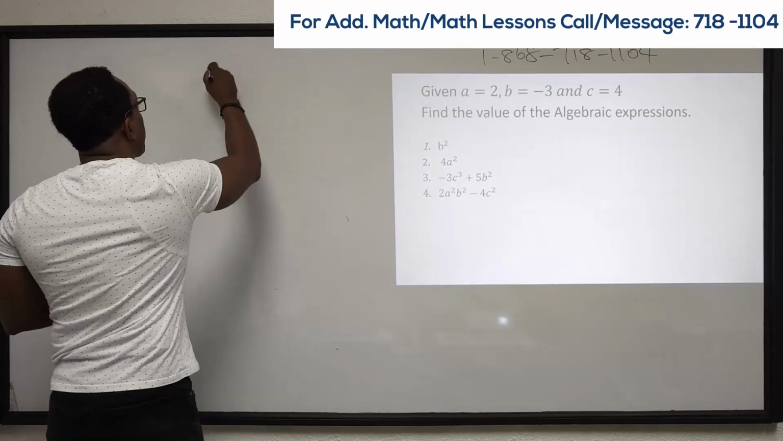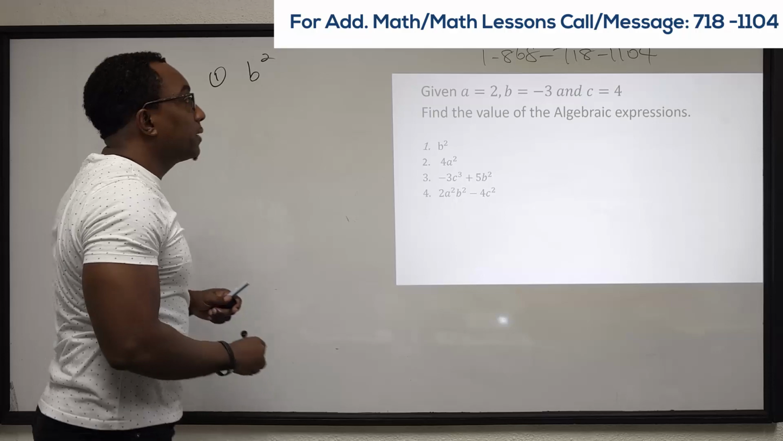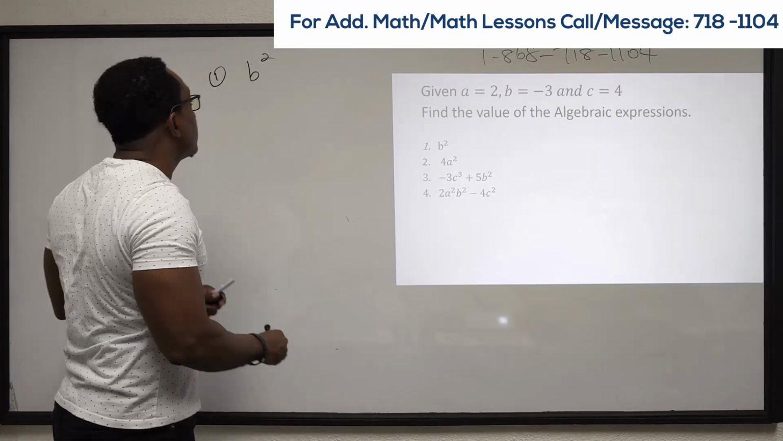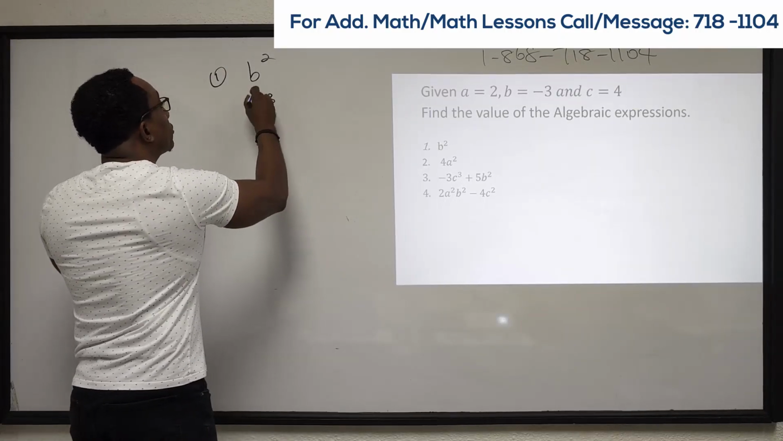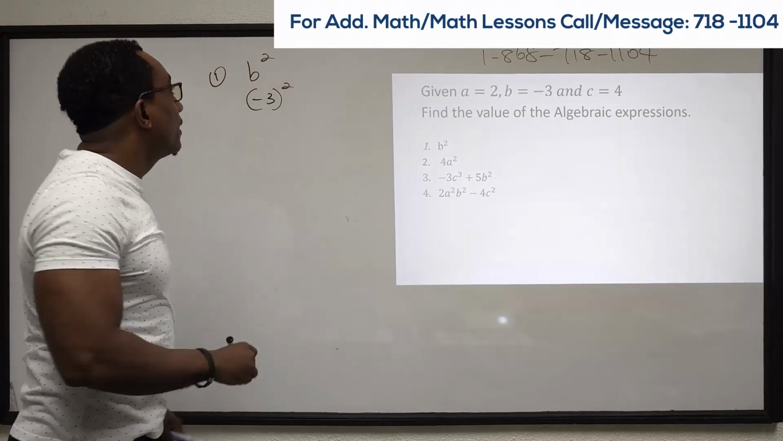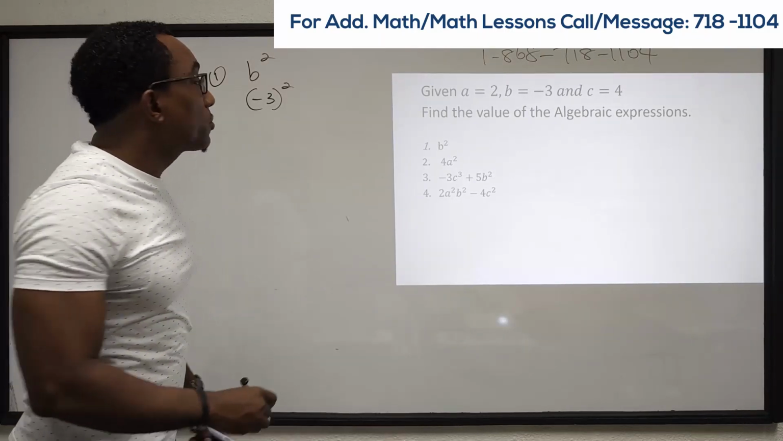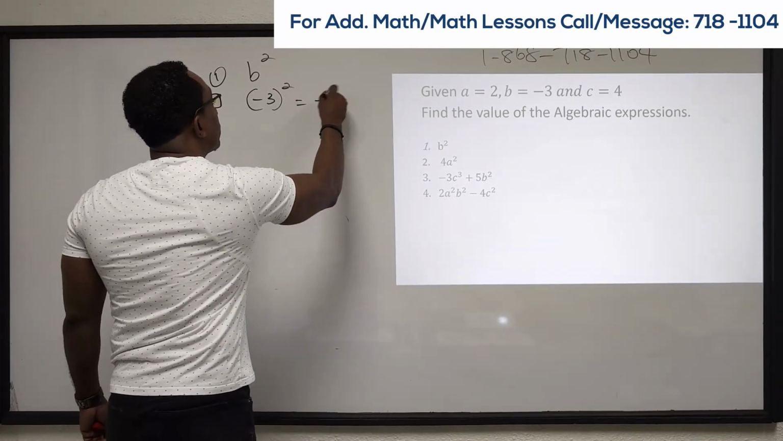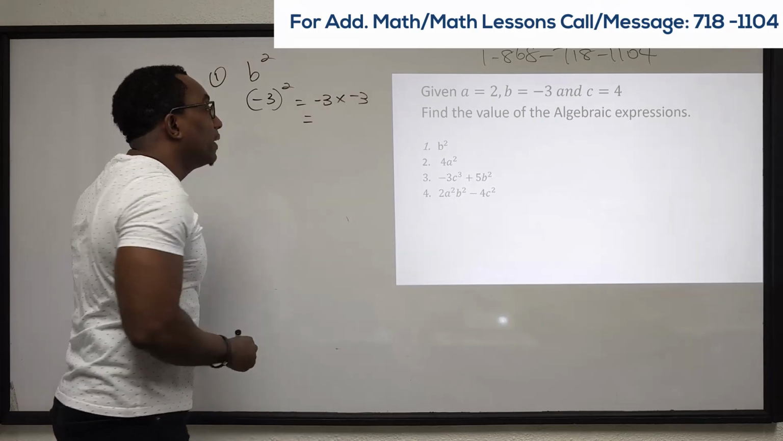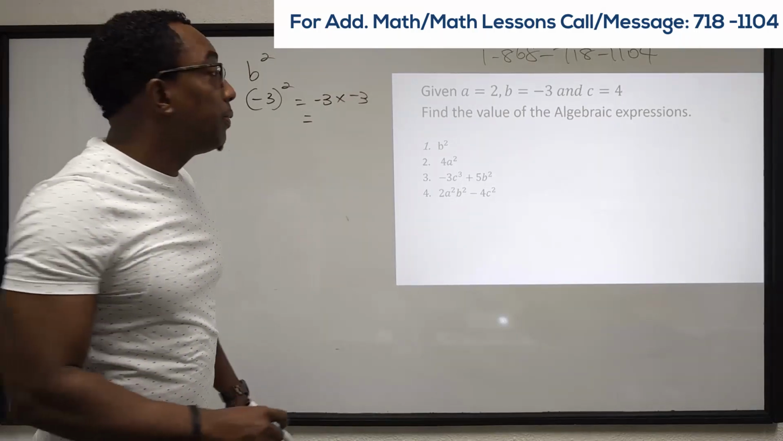1. We have b squared, so we're going to replace b with negative 3. So this will be negative 3 in bracket squared, and negative 3 in bracket squared simply means negative 3 by negative 3. Negative 3 by negative 3 is positive 9.